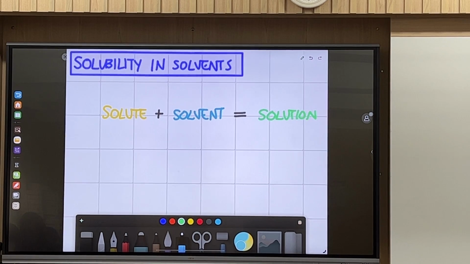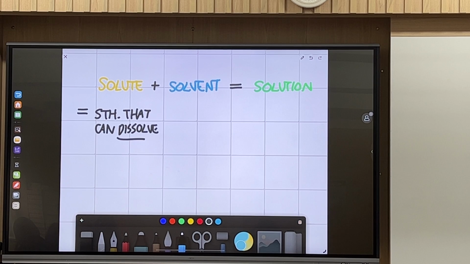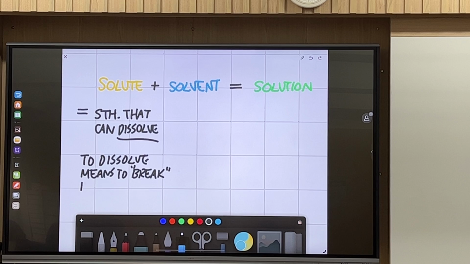And what is a solid? Okay, so solid is something that can dissolve. And to dissolve means to break into many small pieces. Okay, so when you say salt dissolves in water, it means when you put salt into water, it separates into many fine pieces. So that's what dissolving means. So to dissolve means to break into many small pieces.